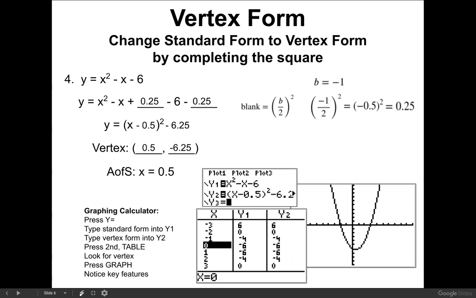Again, check your work in the calculator to help you catch any careless errors that you may be making. You can see those key features on the graph with the vertex, axis of symmetry, and the y-intercept, which we said is the same as the c value.